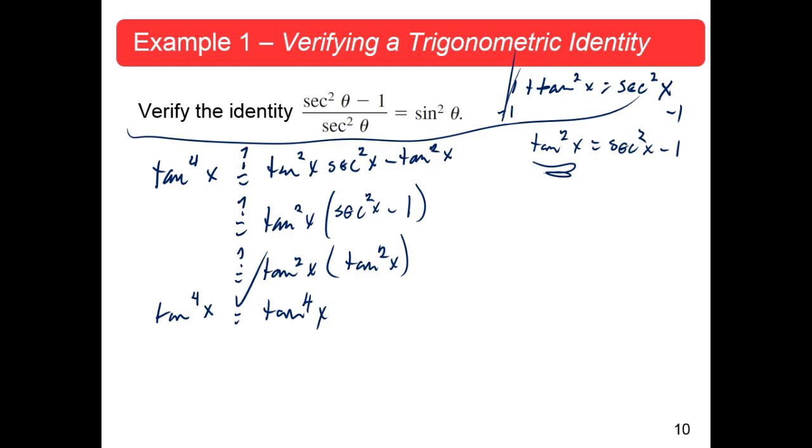Got a question about it? I'm just seeing where you replace secant squared x minus 1 in parentheses with tangent squared x. You just, because they equal each other. Yeah, because those are equal to each other. Okay. Yeah. So instead of this, put the other side.